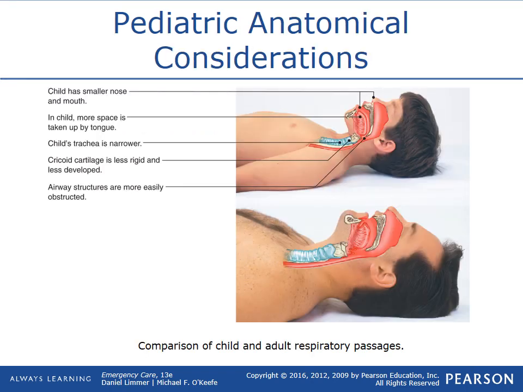And here's your pediatric sizing compared to the adult. Do you see they have a smaller mouth and nose? More space is taken up by the tongue. Their trachea is narrower. The cricoid cartilage is the least rigid and less developed, so their windpipe can collapse more easily. Airway structures are more easily obstructed there.